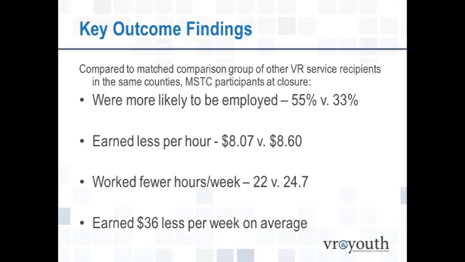MSTC students were more likely to be employed by a pretty large margin. In other words, 55% of VR service recipients who went through the MSTC project were employed versus 33% of those who did not participate. Not only is it a statistically significant difference in terms of our statistical analysis, but it's just a huge difference, period. With a high degree of confidence, we can say that this intervention significantly improved the likelihood of individuals with disabilities leaving school and becoming employed. So that's one of the key findings.